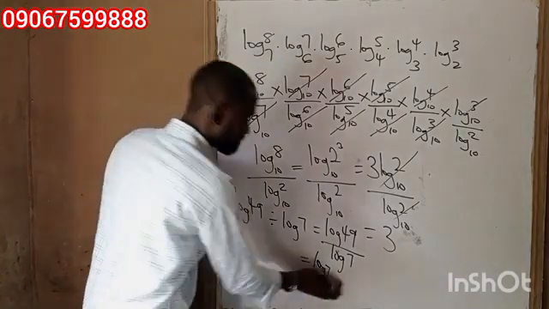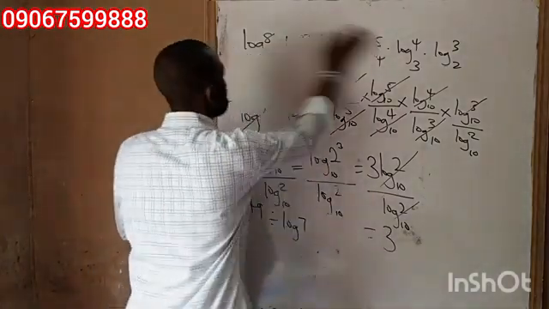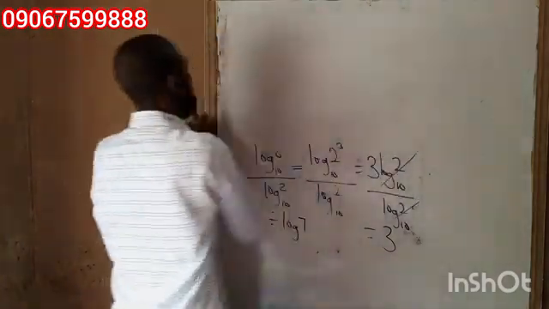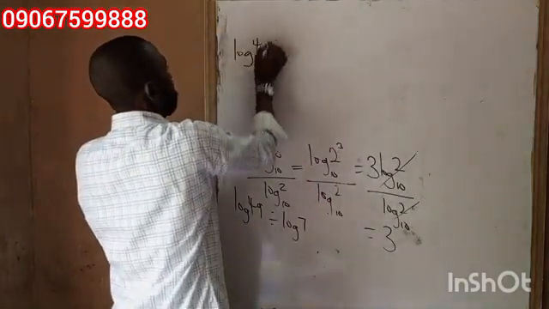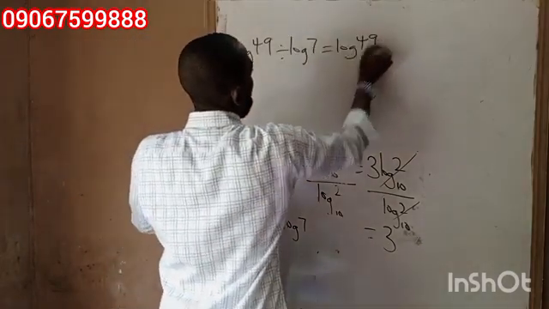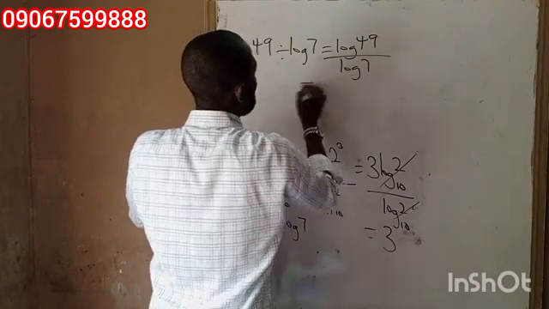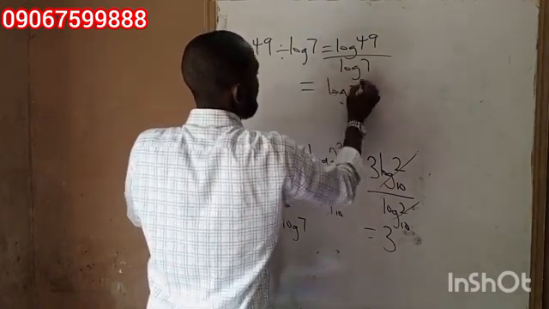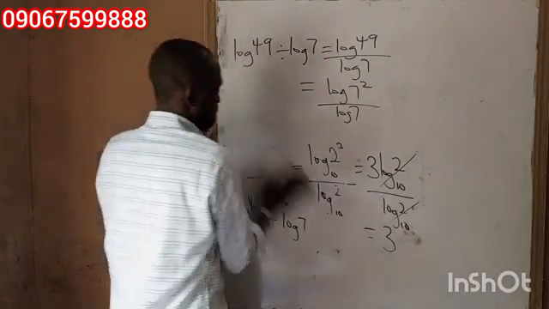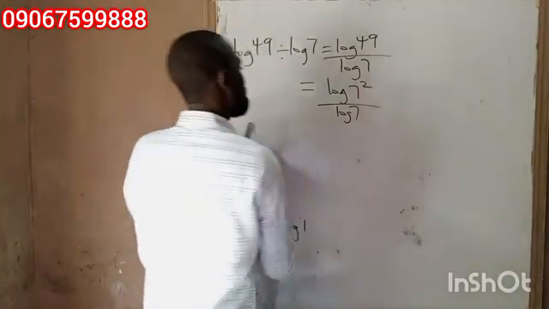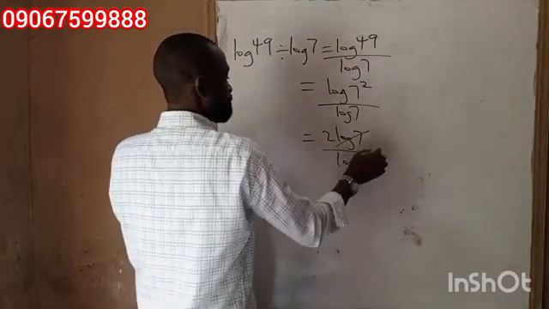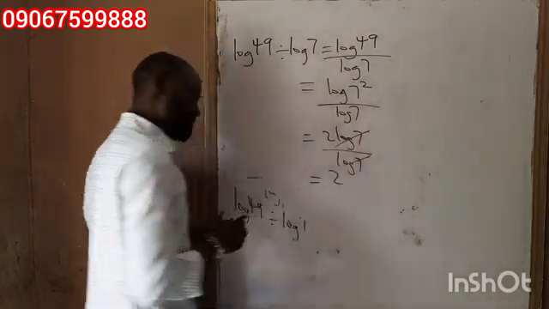Let me write it up so you see what I'm saying. We are given log of 49 divided by log of 7. This will just be log of 49 all over log of 7. So what happened here? Log of 7 raised to power 2 all over log of 7. The 2 will come to the back. So 2 will come to the back. Now we are having 2 log 7 over log 7. Log 7 will cancel out with log 7. This will be 2. Don't make mistake here.